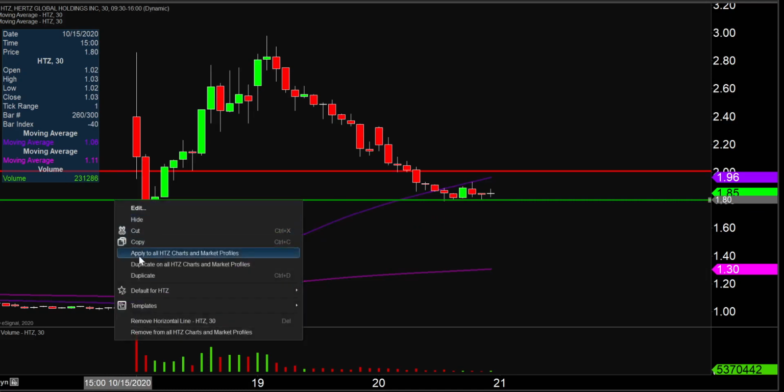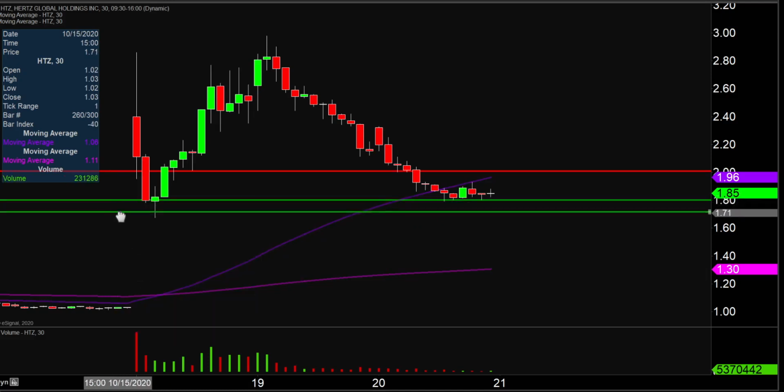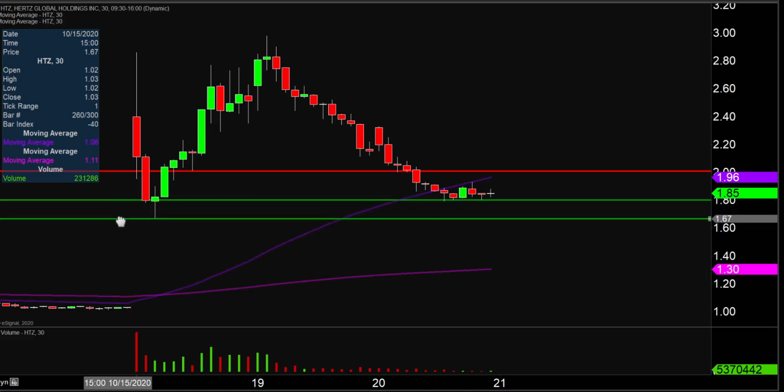In the event $1.80 does not quite hold, then the next key level of support I would expect the price to, at minimum, go down and test is that $1.67 mark. But all in all, we'll see how this one continues to play out.